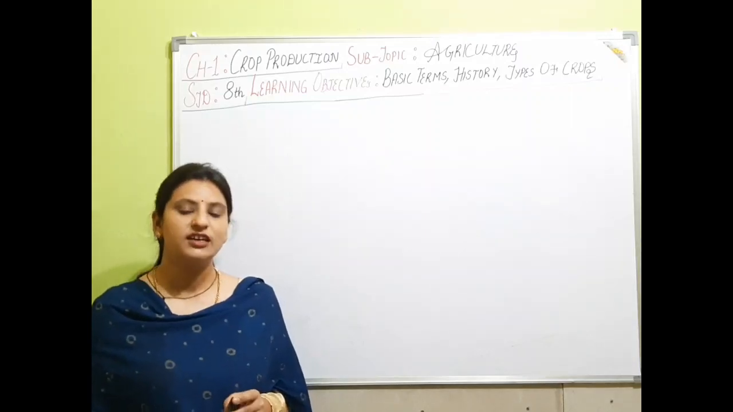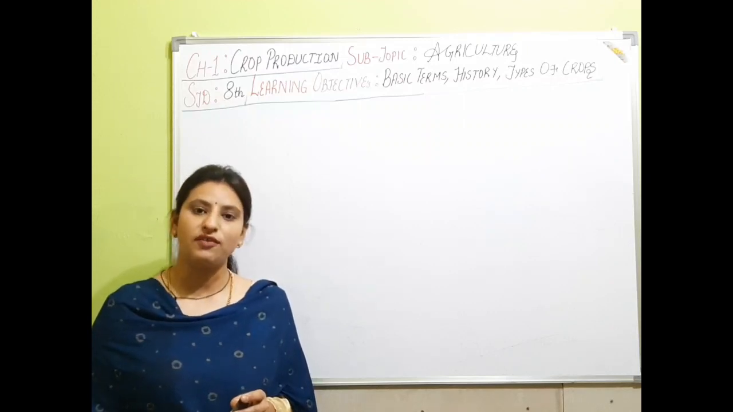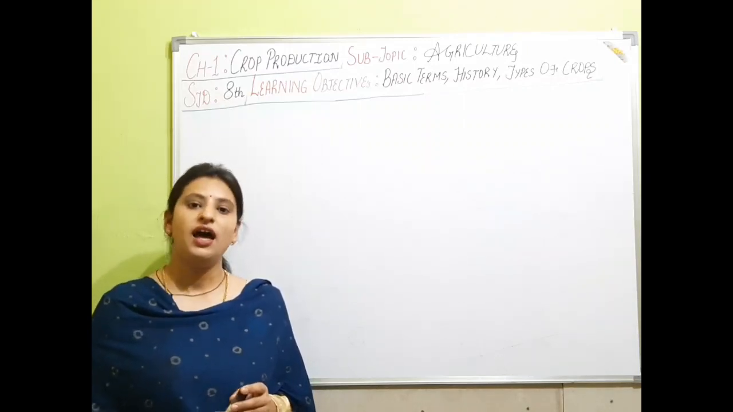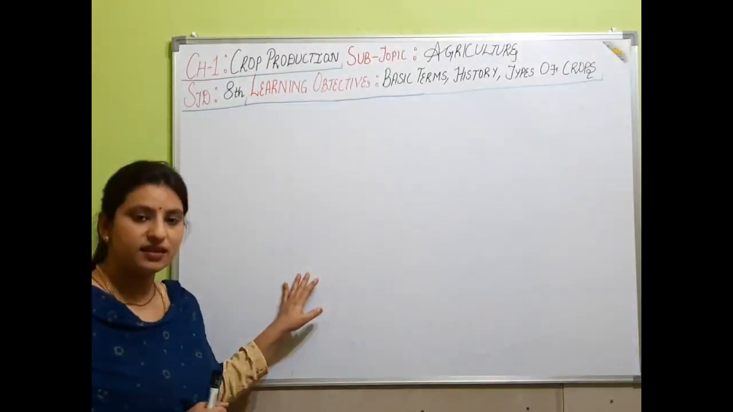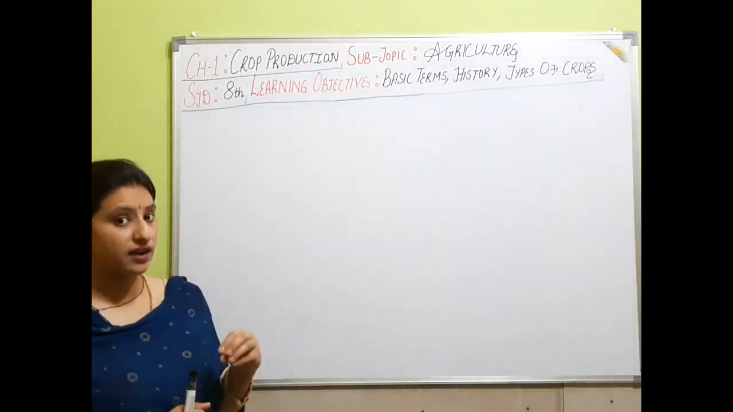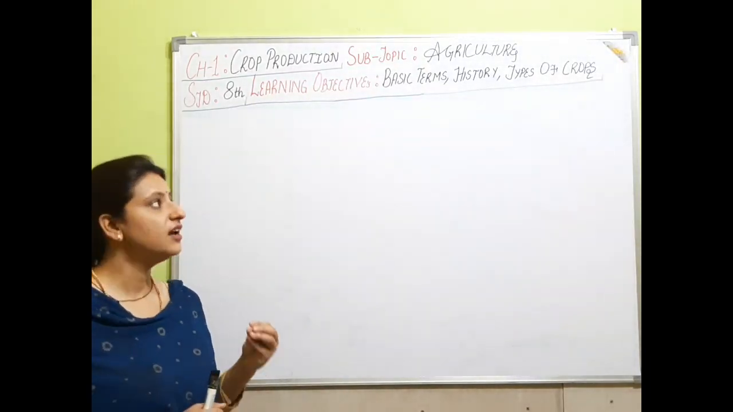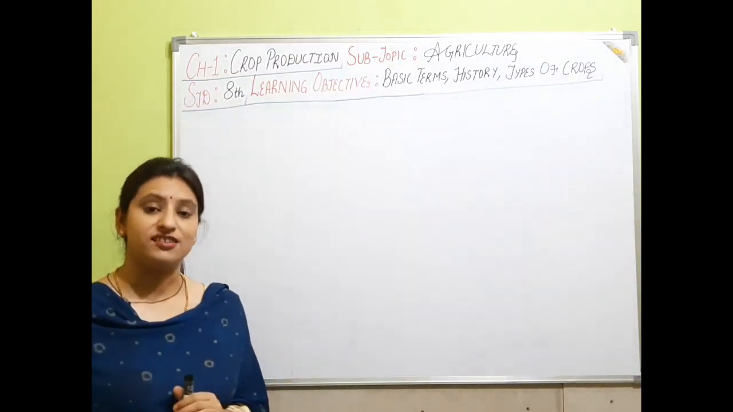For the first revision session I'm going to take the first chapter, that is crop production, and under crop production I'm going to have the subtopic agriculture. For today our learning objective would be: we will learn some basic terms related to agriculture, we will learn how agriculture came into practice, we will learn some history for that, and we will go through the types of crops. So without much delay, let's start the session.